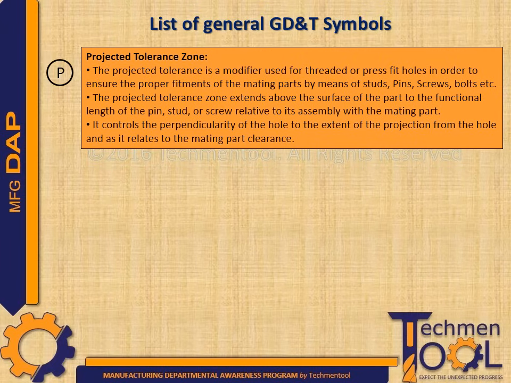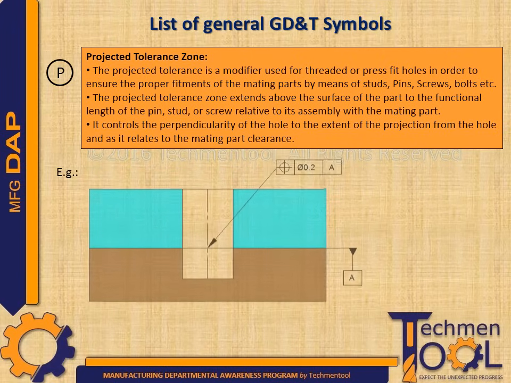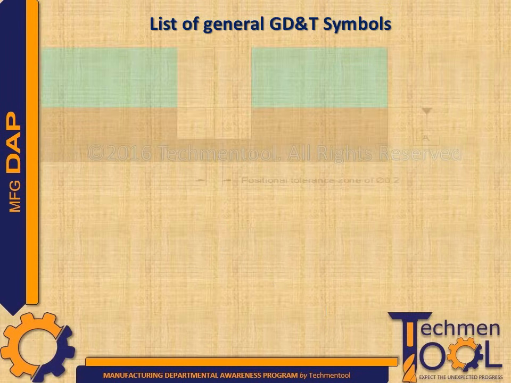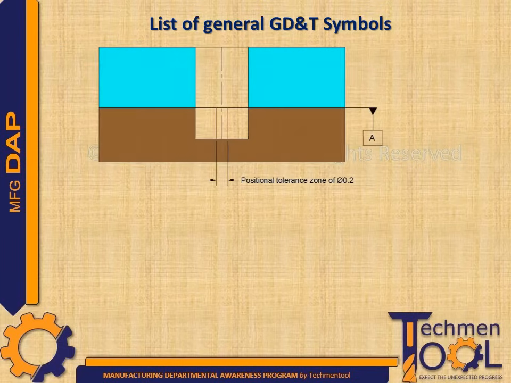It controls the perpendicularity of the hole to the extent of the projection from the hole as it relates to the mating part clearance. In the following example, let us take a plate with a hole in which a stud will be inserted, with a positional tolerance with respect to datum A. Here you can see that the positional tolerance of diameter 0.2 applied to datum A of the lower plate can be varied at the worst case within the mentioned zone as shown in the figure.